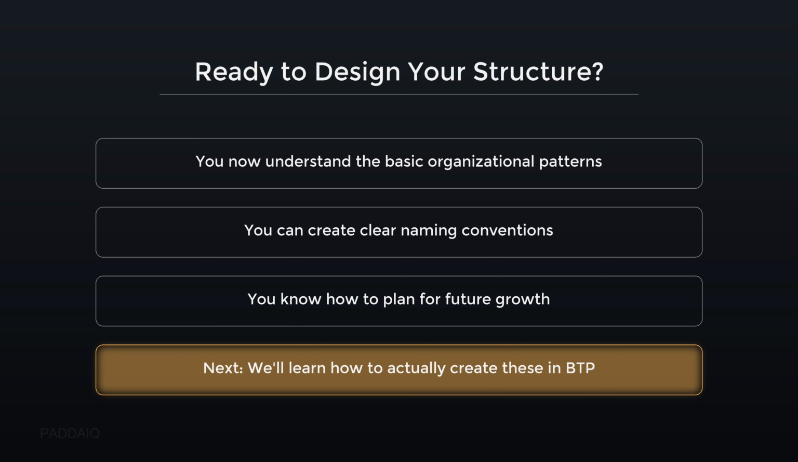Next, we'll learn how to actually create these in BTP. This means you'll use the BTP cockpit to build and configure the architecture components we've designed. For example, you could create a subscription service, add authentication, and connect it to your SAP S/4HANA system. This hands-on step transforms your theoretical structure into a live, functioning application in the cloud.